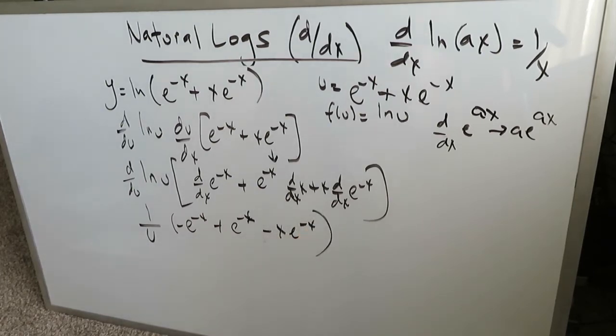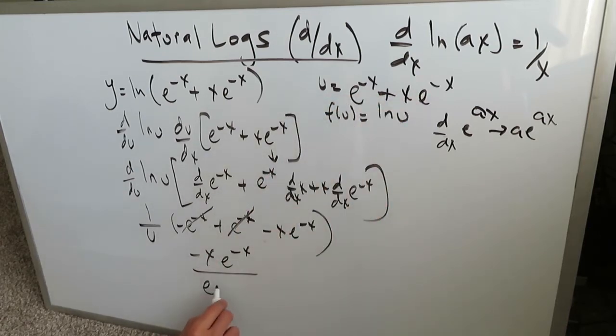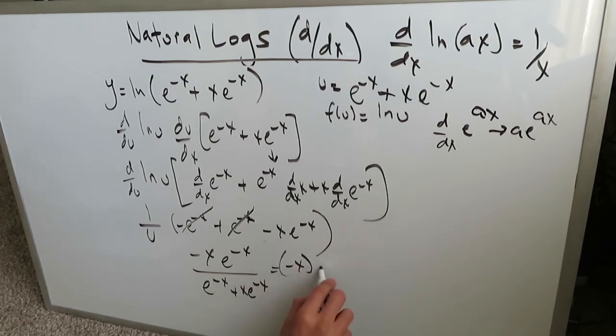That's what you're getting. Now look over here for commonalities or things you can cancel out. You have a minus e to the minus x plus e to the minus x. These cancel out. You essentially have this over that. Minus x e to the minus x divided by u, which is e to the minus x plus x e to the minus x. Let's isolate e to the minus x from the top. You can write minus x times e to the minus x. Let's isolate e to the minus x on the bottom. You have e to the minus x times 1 plus x.